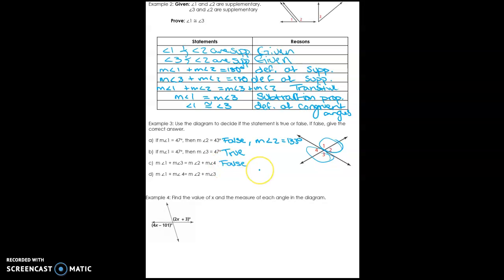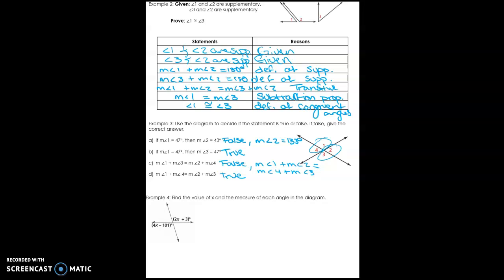because vertical angles don't necessarily equal each other, because we can have measure of angle 1 plus measure of angle 2 is equal to measure of angle 4 plus measure of angle 3. Okay, and that's the same thing as what we just said. Basically, now it's just on opposite sides for part D. So we have measure of angle 1 plus 4 equals measure of angle 2 plus measure of angle 3, which would be 180 on both sides, so that is true.